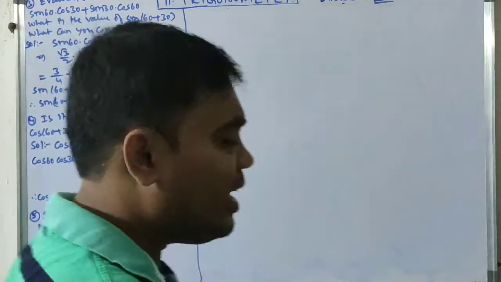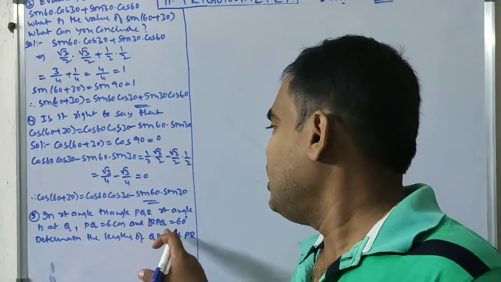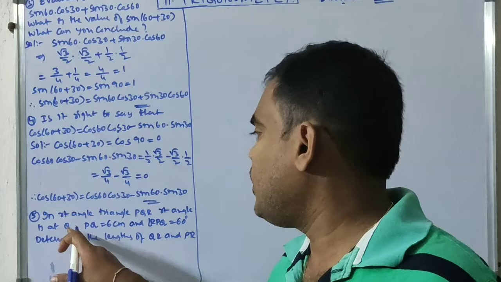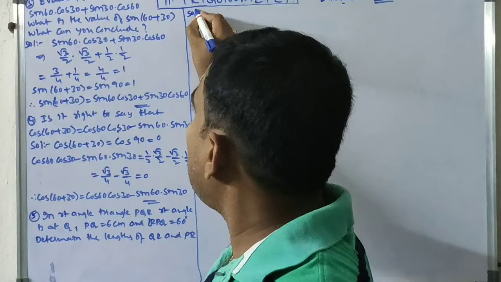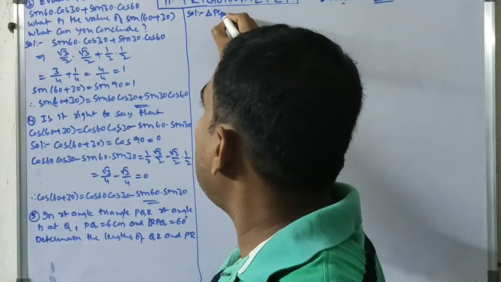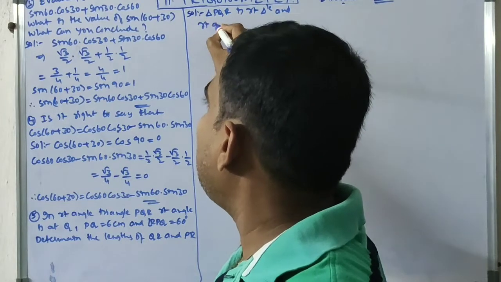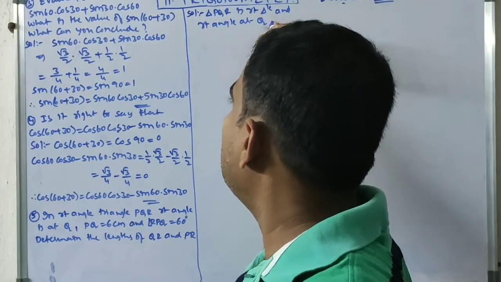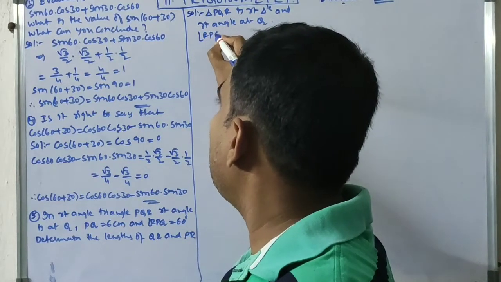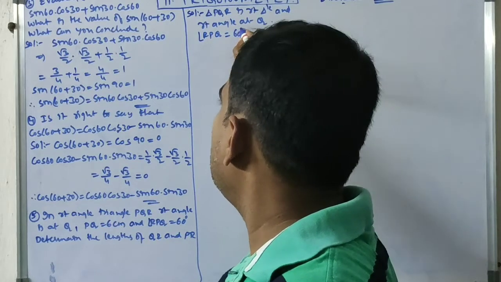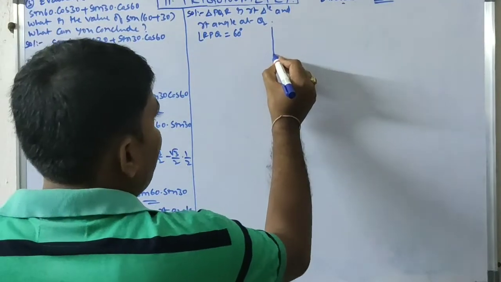So here right angle triangle PQR is given. PQR is a right angle triangle, right angle at Q, so angle Q equals 90 degrees, angle RPQ equals 60 degrees. Okay, coming to the solution. First, triangle PQR is a right triangle with right angle at Q, so angle RPQ equals 60 degrees.